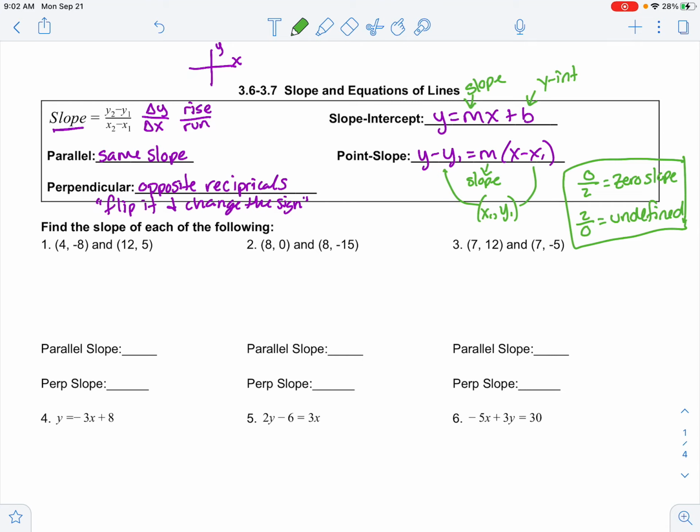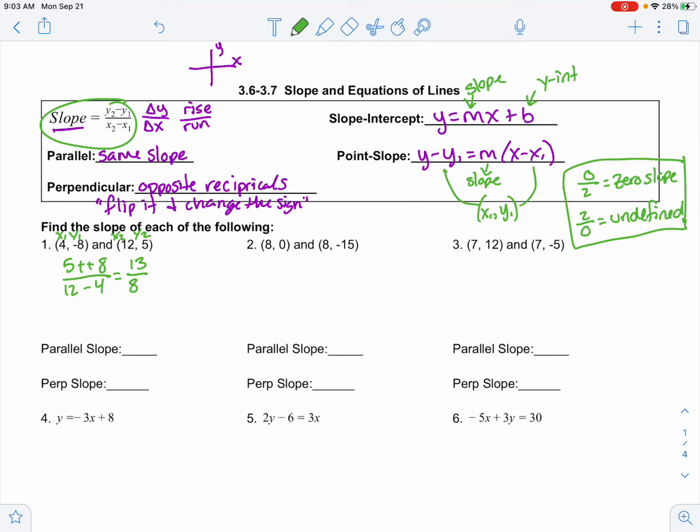All right, so when you're given 2 points, the first thing that I want you to do is label. Label, label, label. That will help you not make silly mistakes. So I'm going to look at number 1 with you. On number 1, we're going to label x1, y1, x2, y2. And then we're going to start plugging and chugging into our slope equation because we're just finding the slope. All right, so we have y2, which is 5, minus y1, which is negative 8, over x2, which is 12, minus x1, which is 4. We're going to bam, bam the minus, minus. 8 plus 5 would be 13, over 12 minus 4 would be 8.